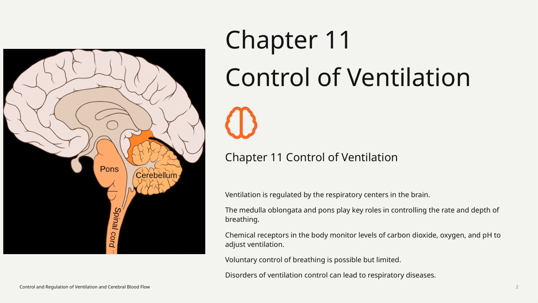What's really interesting is how our body constantly monitors chemical levels through specialized receptors. These receptors keep track of carbon dioxide, oxygen, and the pH level in the blood, and based on that information, they help adjust ventilation accordingly. This is a fine-tuned feedback system that ensures our breathing matches our body's needs.